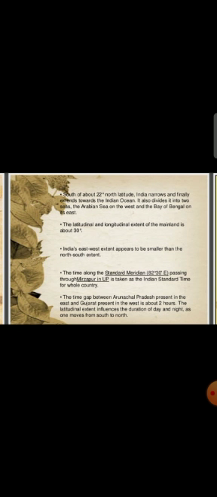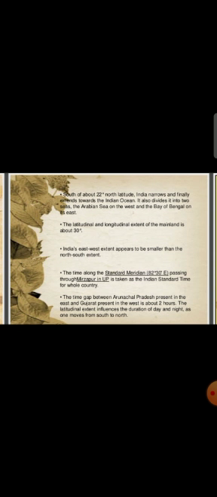South of about 22 degree north latitude, India narrows and finally extends toward the Indian Ocean. It also divides into two seas, the Arabian Sea on the west and the Bay of Bengal on its east. The latitudinal and the longitudinal extent of the mainland is about 30 degree. India's east-west extent appears to be smaller as compared to the north-south extent.